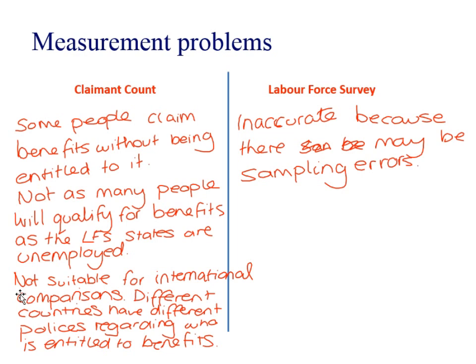And it's also not going to be very suitable for international comparisons, because who is able to claim job seekers allowance depends upon the particular government in power at that particular time. So it's different for different countries. However, there are problems with the labour force survey as well, because you do get sampling errors. It's not a census, it's a sample. So, if a particular month you just get a funny sample, it'll knock the figures off. But I think 60,000 is quite a big number, so you're less likely to get it.